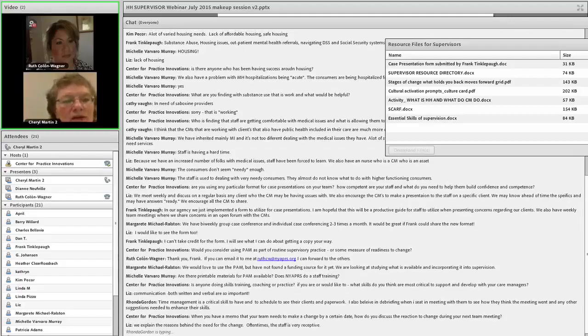So we explain the reasons behind the need for the change. Oftentimes staff is very receptive. So clearly, whatever Liz is doing in her explanation to folks, it's effective. They feel supported. They feel that it's important. They feel it's something that they can build skill with. So Liz, kudos to you. Whatever you're doing must be bringing that to them.